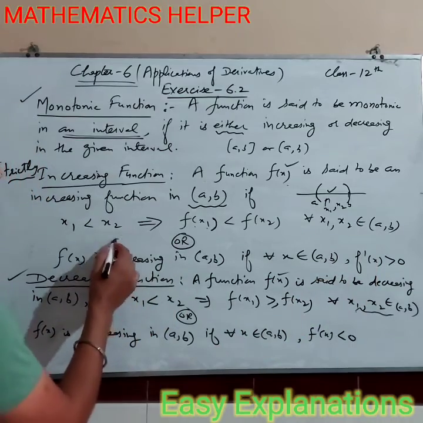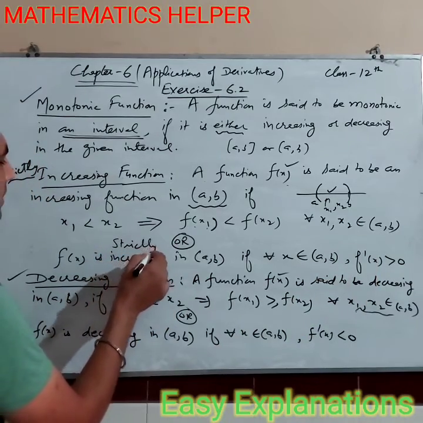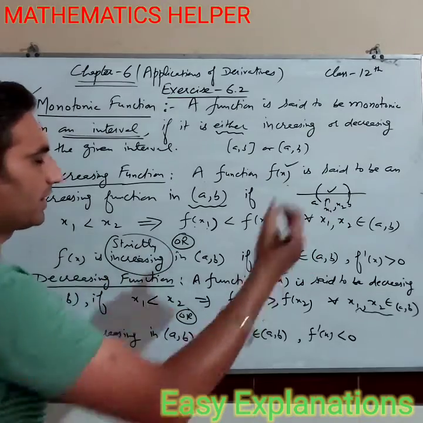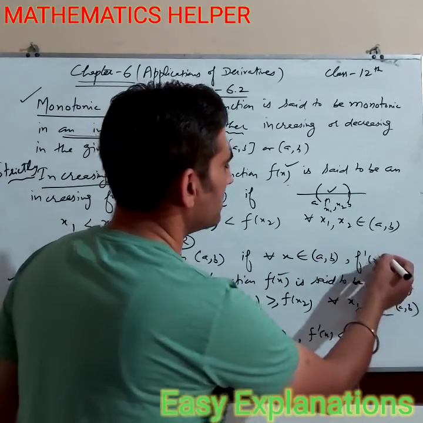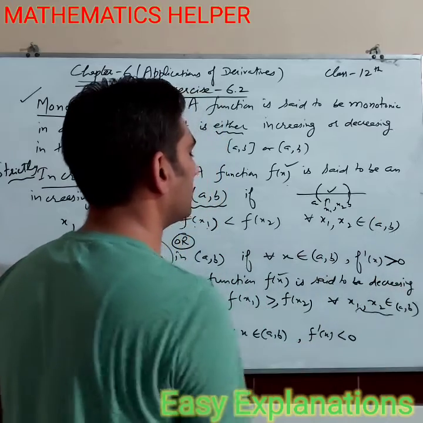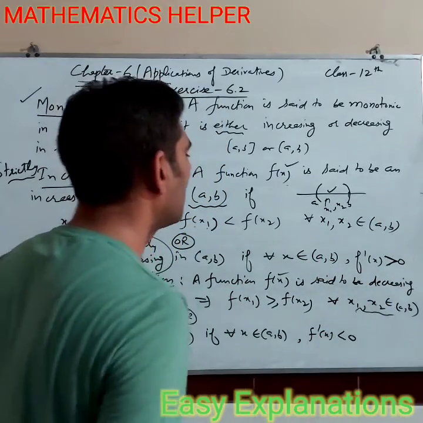For strictly increasing, we can use the same result of the derivative because there is no equality. It is greater than only. So it is strictly following the result that our derivative is greater than 0.